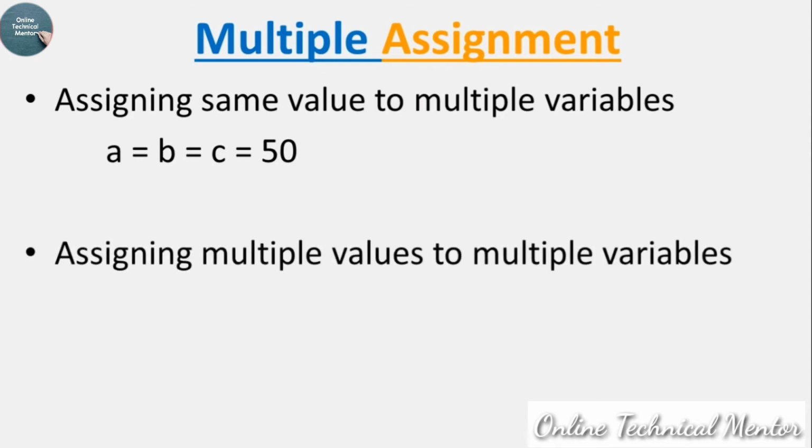Now, assigning multiple values to multiple variables. You can also write like this: a, b, c = 10, 20, 30. That means 10 will be assigned to a, 20 will be assigned to b, and 30 will be assigned to c. You can also write it separately: a = 10, b = 20, c = 30. But Python allows you to write in this format.